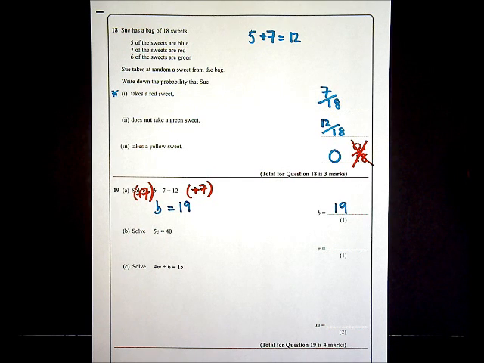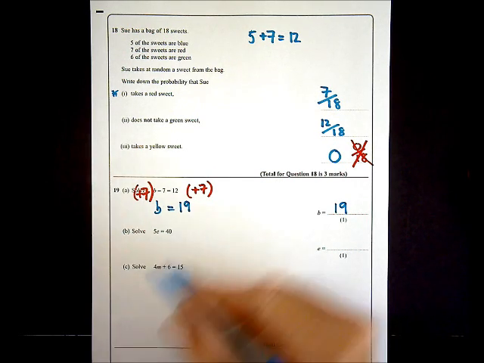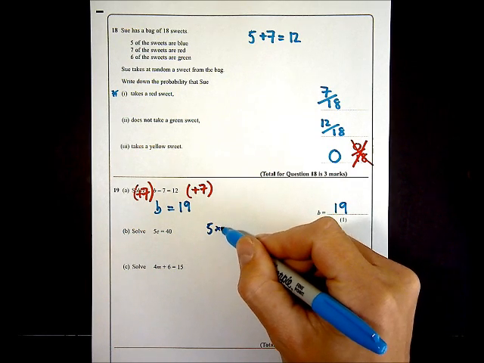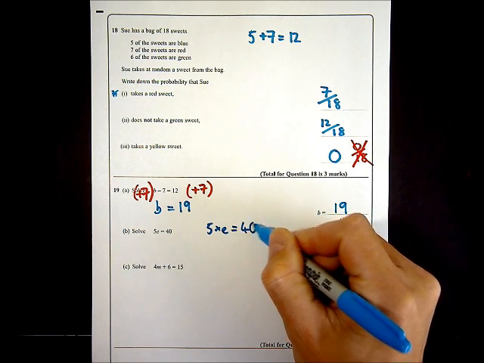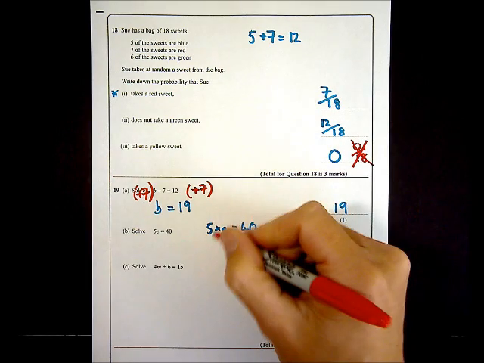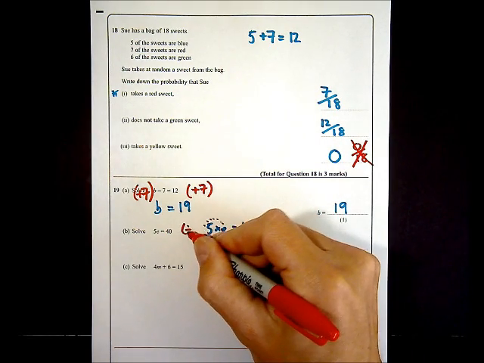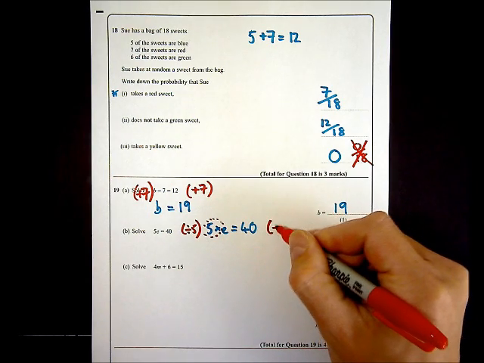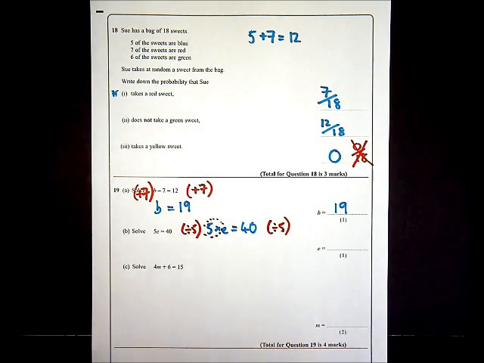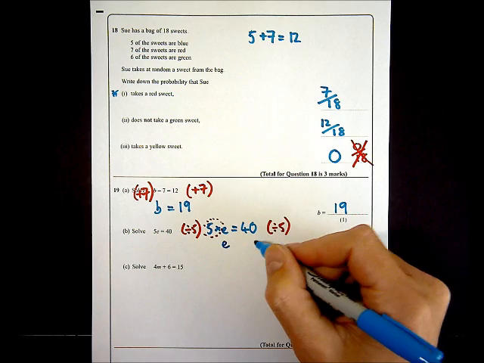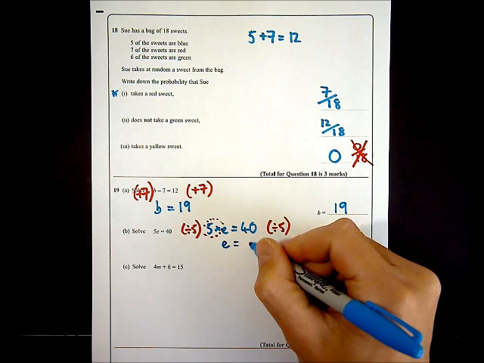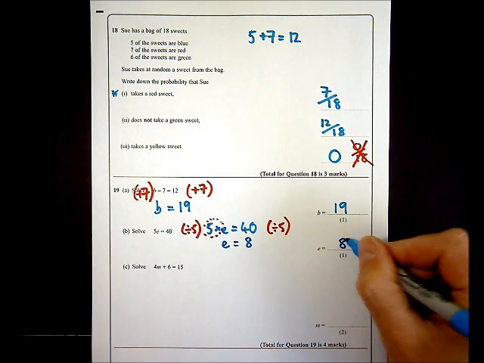In part B, I'm told that 5e equals 40, and again I'm trying to work out the value of e. So 5e is 5 times e is equal to 40. So I'm going to try and get rid of this times 5, and then I'll be able to work out what e is. So I'm going to divide this side by 5. So this side divided by 5 would just leave me with the e, and 40 divided by 5 would be 8. So e is equal to 8.